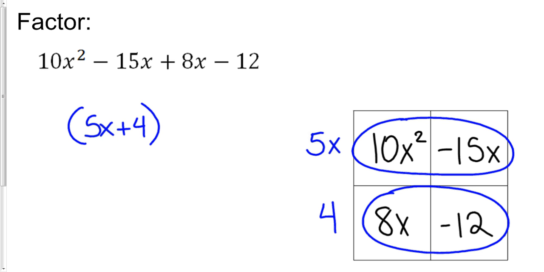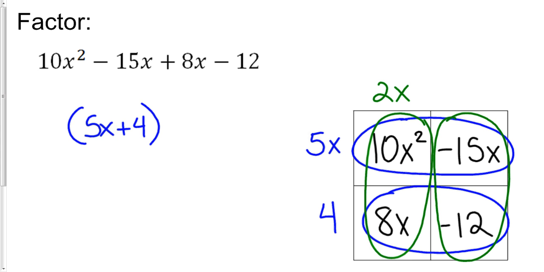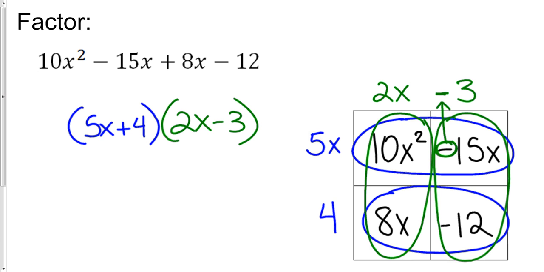Now we go to the columns to see what we're going to put on top as our second factor. 10x squared and 8x, both are divisible by 2, and they share an x. And then lastly, we have negative 15x and negative 12. They're both divisible by 3. Remember that if there's a negative here, it has to come outside. So our second factor is 2x minus 3.